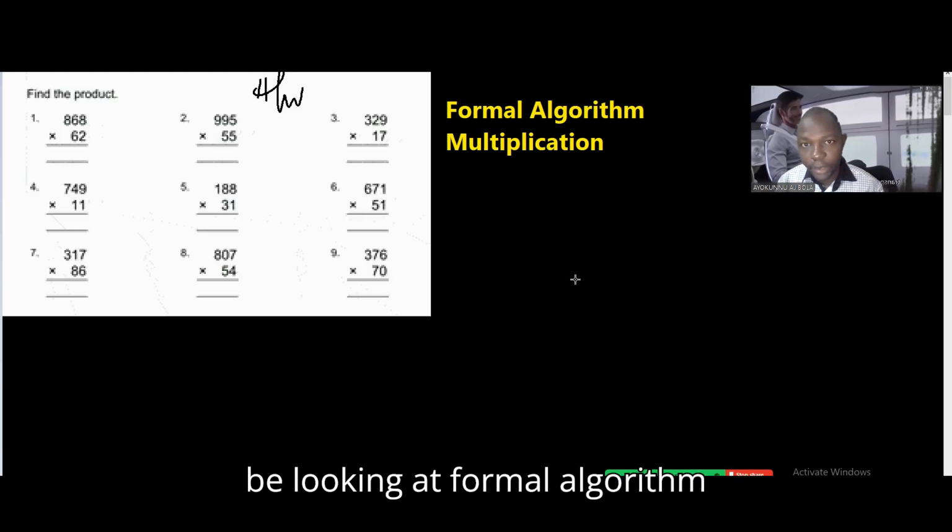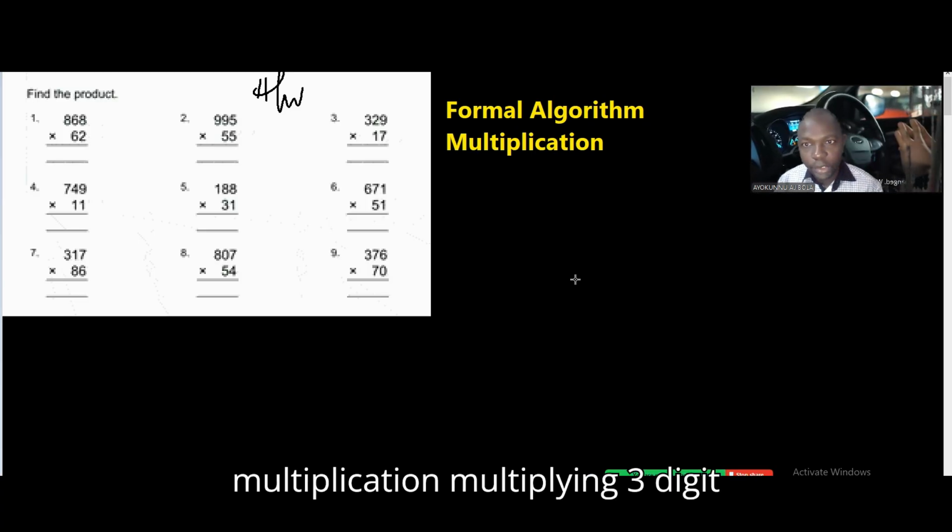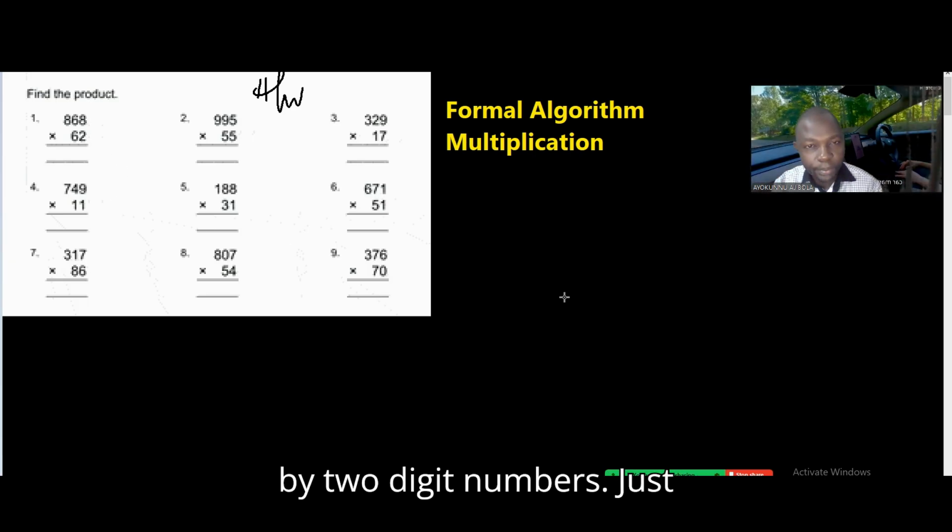Today is grade 5 math and we'll be looking at formal algorithm multiplication, multiplying 3-digit by 2-digit numbers.